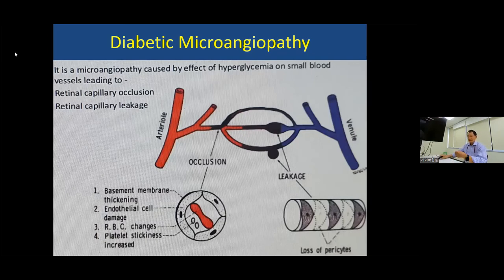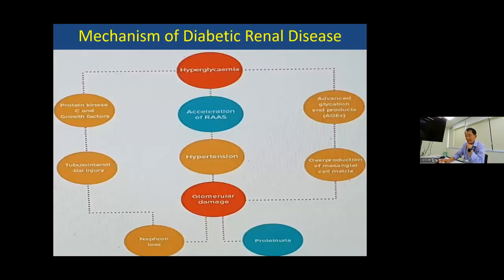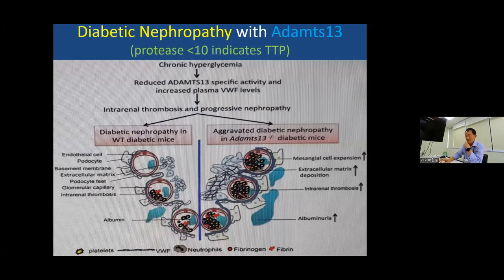And so just a tiny vessel blockage or leakage causes all this kind of problem, including dementia. So again, all the mechanisms are related together. Yeah, so diabetic nephropathy, okay, is a sort of microangiopathy.